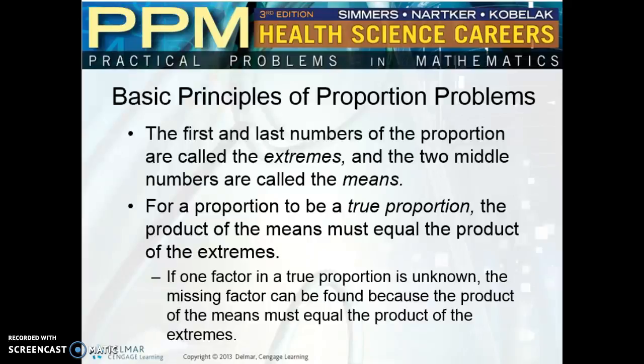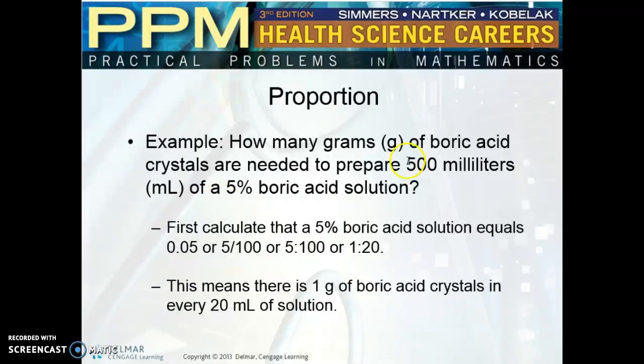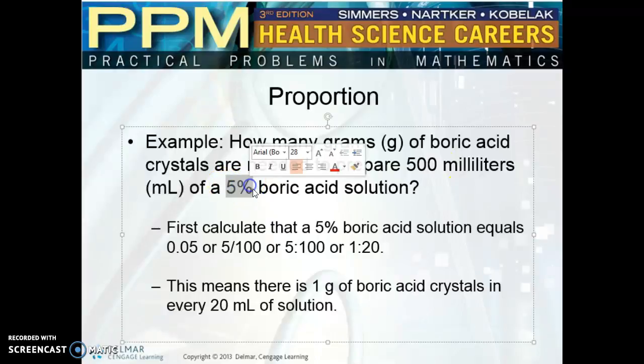Okay, so cross multiplication is how we solve, and they're going to give you a couple of examples here. So here's an example. How many grams of boric acid are needed to prepare 500 milliliters of a 5% solution? Now 5% means 5 per 100. That means there's 5 grams in every 100 mils of solution. So we can use that to solve a proportion. We want to know how many grams are in 500 mils. We know because it's 5% that there's 5 grams in 100 mils.